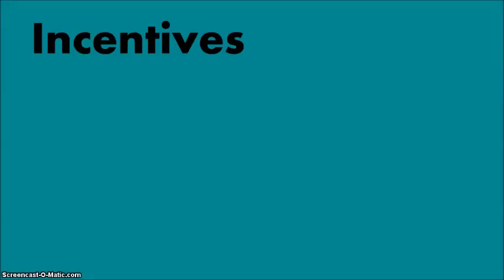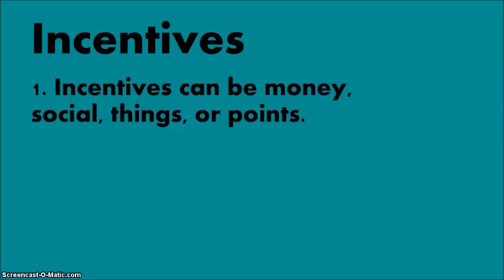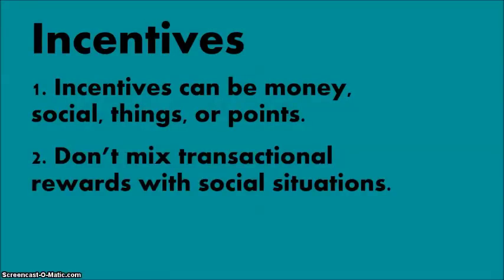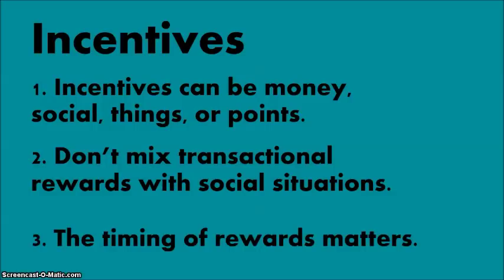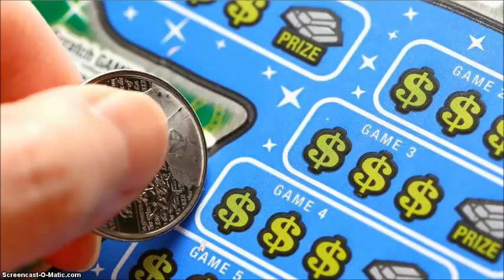The key things to keep in mind with incentives are, as we mentioned, they can be money, things, social, or points. But you should try not to mix transactional rewards, like money, points, or things, with social situations. And the timing of rewards matters. When you're first getting users to perform a behavior, you want the rewards to be given each time the behavior occurs, so that they make a clear connection. Over time, however, surprising or variable incentives work best. A lottery, for example, is a variable reward system. You keep playing because you never quite know when you'll win.